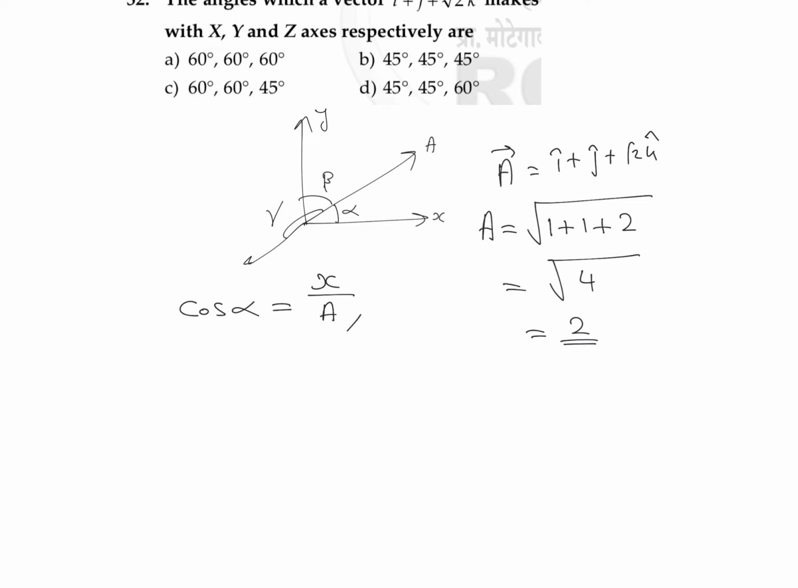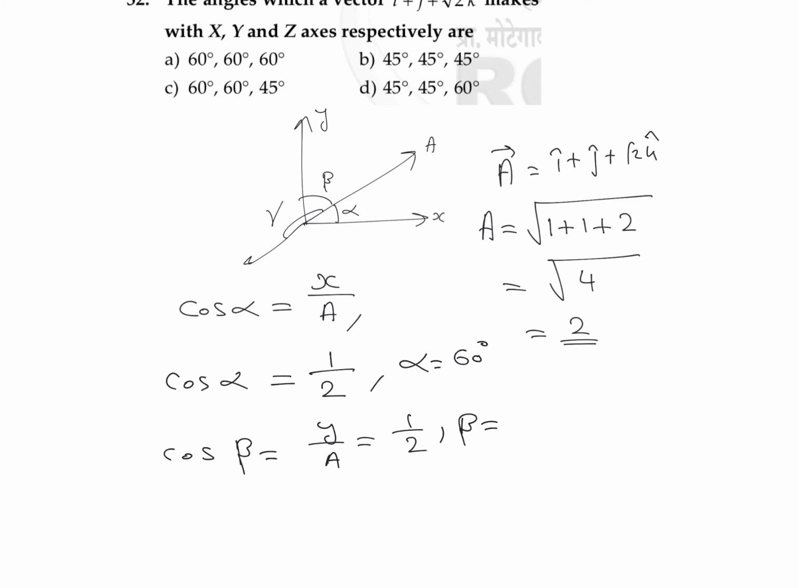So we can find out the value of cos alpha. Cos alpha is x component divided by a, x component is 1 and a is 2. So we know that if cos alpha is 1 by 2, that means alpha should be equal to 60 degree. Like that we can write the value of cos beta, that is y component divided by a, y component is 1, a is 2. So we can write the value of beta is going to be nothing but 60 degree.